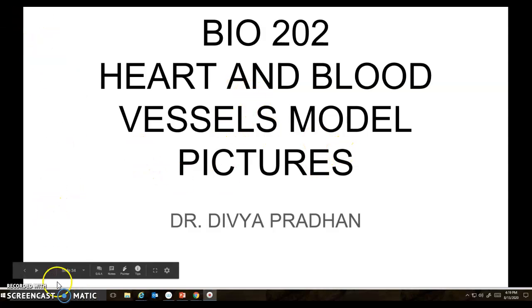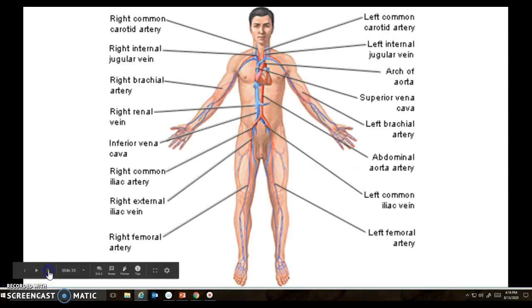Once again, a quick reminder: when you're studying for lab, you're also studying for what? Lecture, of course, and vice versa. All right, so here is the basic distribution of the blood vessels. Once you study this, you will be able to look at the heart model, the model of the blood vessels.